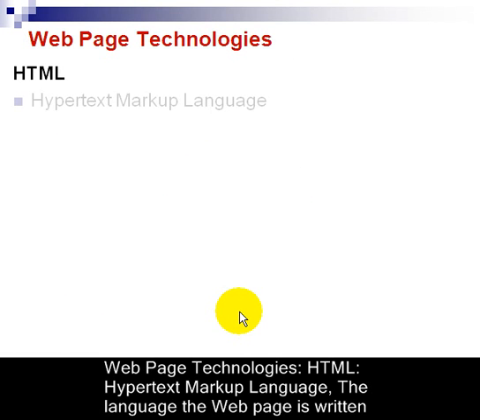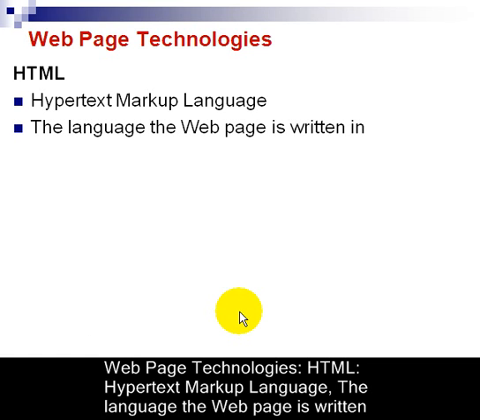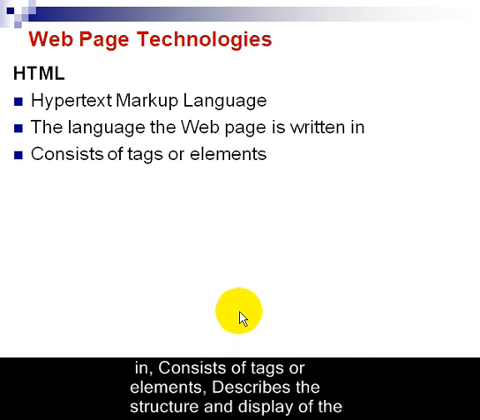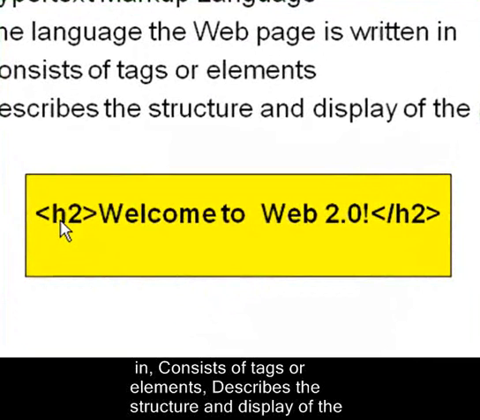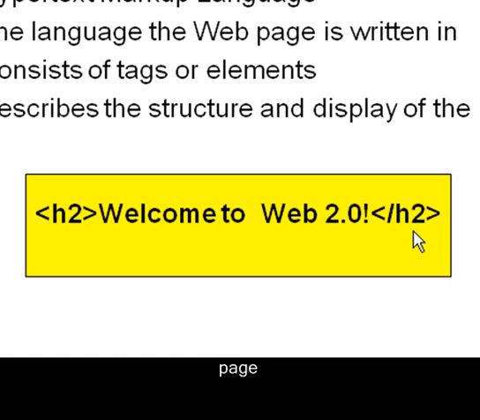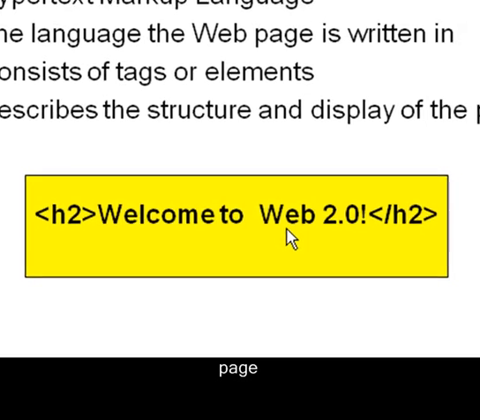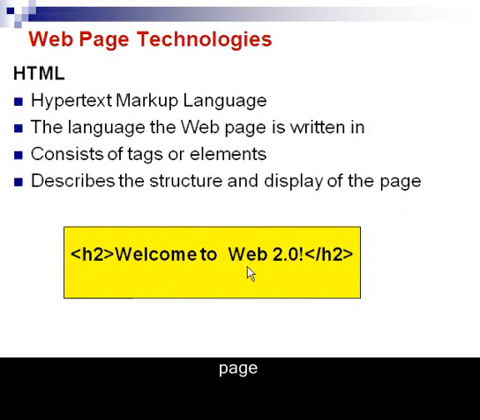HTML stands for the Hypertext Markup Language. It is the language that the web page is written in. It consists of tags or elements. These tags describe the structure and display of the page. Here is an example of an HTML heading tag. It is heading level 2, and it will display this content in the browser in a particular way. So the web page primarily consists of HTML elements.